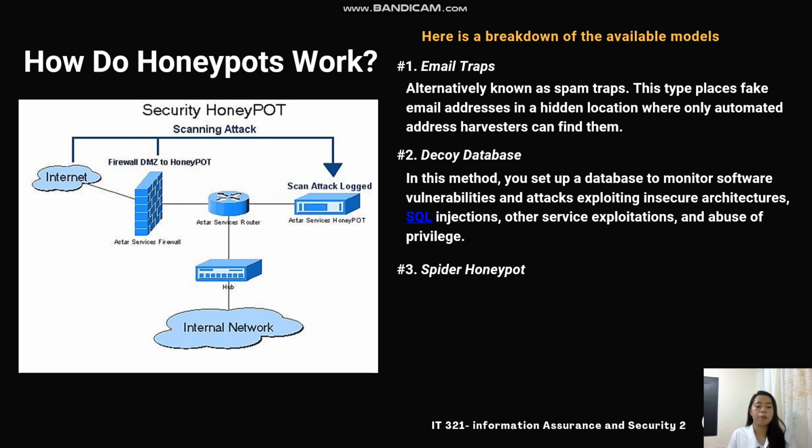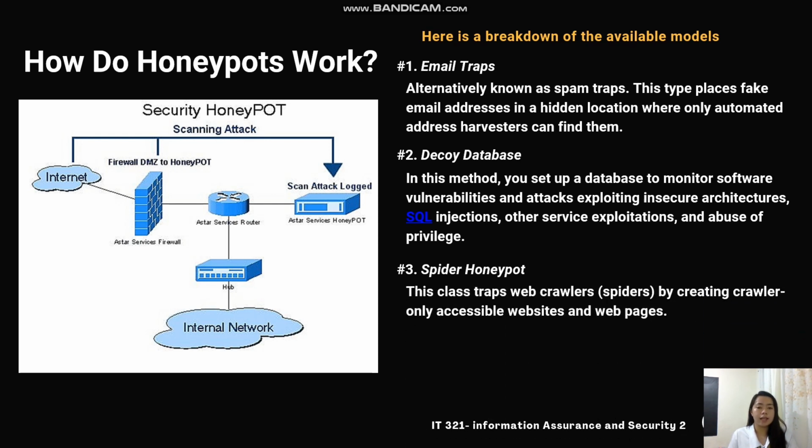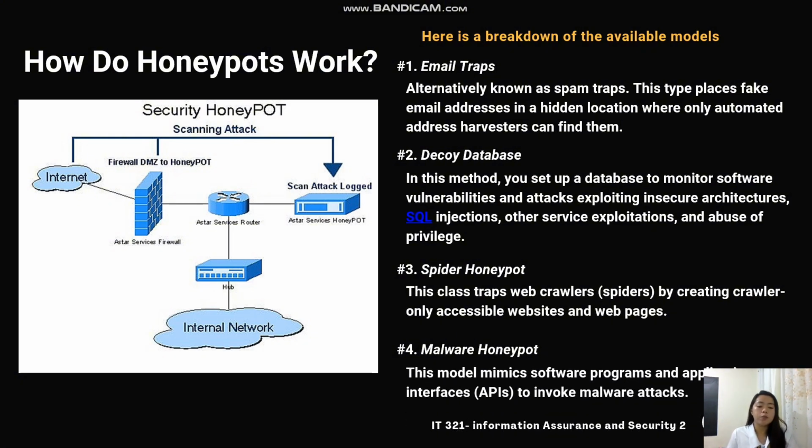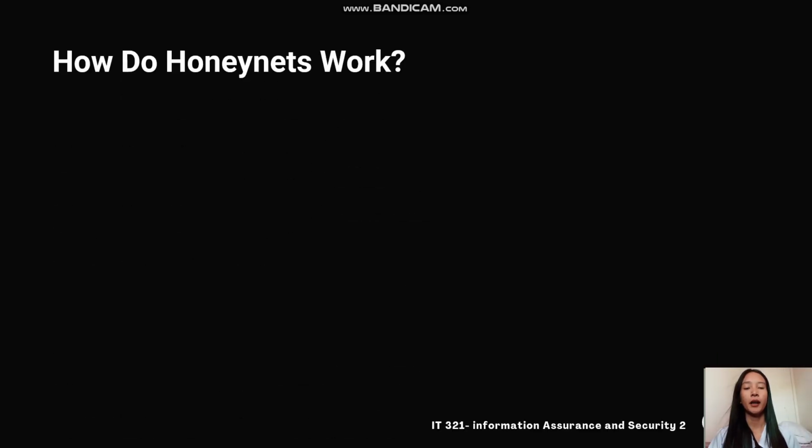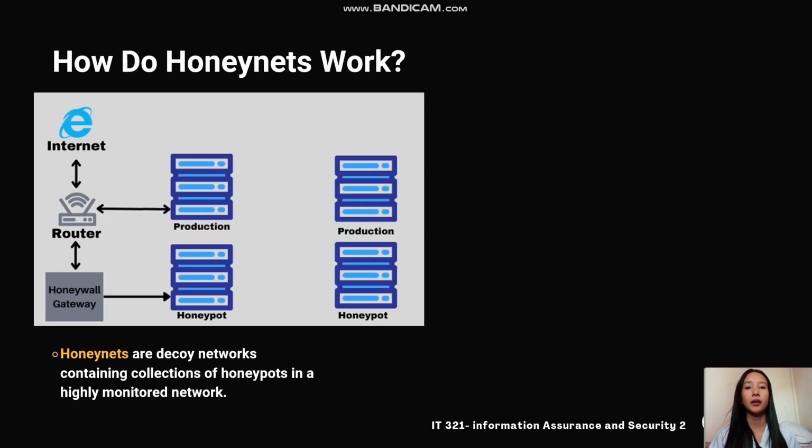Third one is the spider honeypot. This class traps web crawlers or spiders by creating crawler-only accessible websites and web pages. And the fourth one is the malware honeypots. This model mimics software programs and application interfaces, APIs, to invite malware attacks. How do honeynets work? Honeynets are decoy networks containing collections of honeypots in a highly monitored network. Honeynets act as digital traps for cyber attackers.